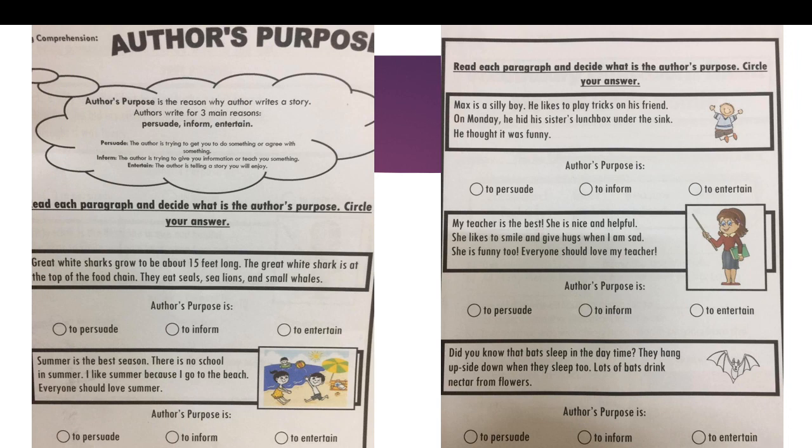Author's purpose is the reason why the author writes a story. We have three main reasons: persuade, inform, and entertain. I will read each short paragraph and you will choose what is the author's purpose for writing this story.